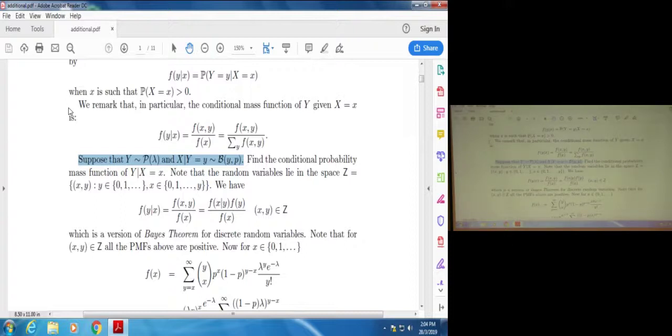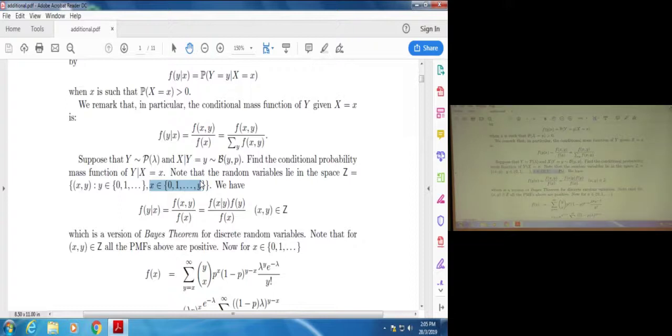Now we can compute the conditional mass function of y given x. Remember, in this situation, the support of these pairs of random variables: y is Poisson, so it can be any number from 0, 1, off to infinity, and x is binomial given y, so it has support only up to the value y.